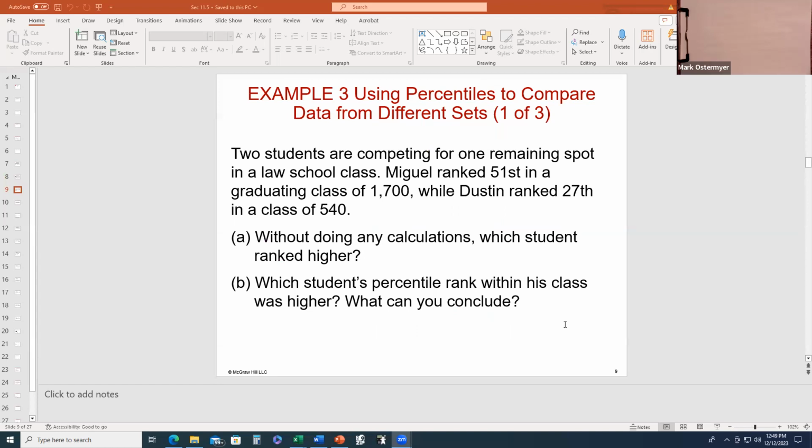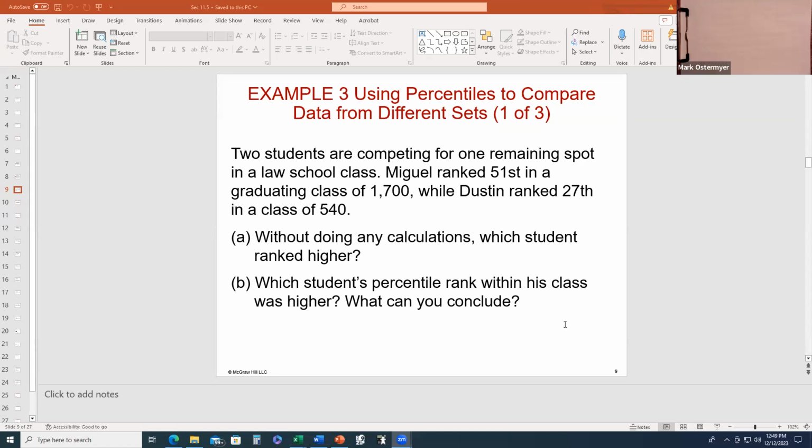Miguel ranked 51st in a graduating class of 1,700, while Dustin ranked 27th in a class of 540. Now, it seems, ladies and gentlemen, our first impression is to say, well, Miguel was ranked lower than Dustin. So Dustin wins. Agree? Dustin gets that last seat in law school. Well, hold on a second here.